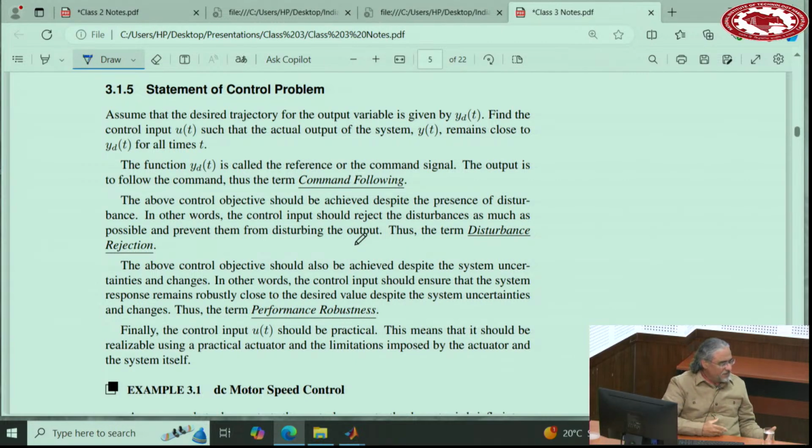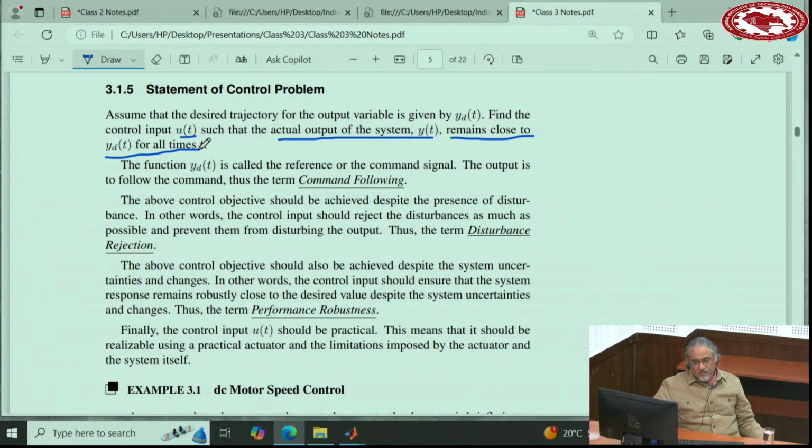But what is the problem? There are disturbances and uncertainties. So the statement of the problem is: find the control input, U, which in our case is the modulation signal, such that the actual output of the system, Y, remains close to the desired value, and this despite the disturbances and despite the uncertainties. So it should reject the disturbances and it should perform robustly against the uncertainties. So that's the statement of the control problem.